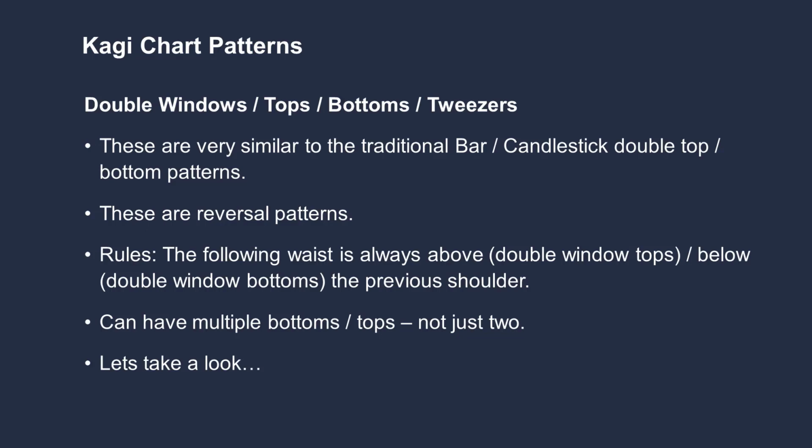Very traditional type of pattern, very good for reversals, and the rules following: the waist is always above for a double window top, or below for a double window bottom, the previous shoulder, and you can have multiple bottoms and tops. You don't just need two, you can have 3, 4. Let's take a look at a quick example.